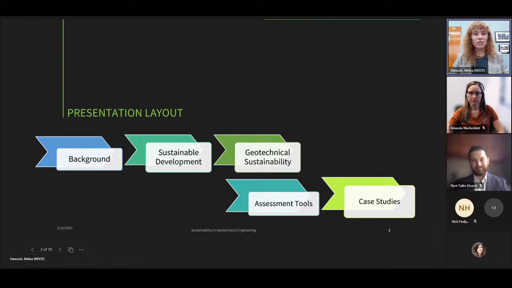So just the layout of this presentation, I'm just going to go over the background on this project, and then start talking about the details of sustainable development, geotechnical sustainability, assessment tools, and then a case study on using the tools.